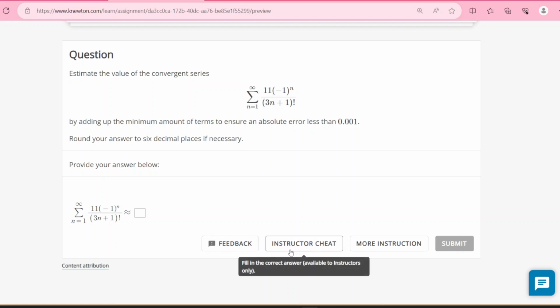You will not have this instructor cheat button, right? This is for instructors only. But you will have a more instruction button. So if you're struggling with a topic or a particular question, try clicking on this and it'll take you to another page with some reading to do or videos to watch or both. And then you'll be given questions related to that instruction. And you can work through the assignment this way. You can click on more instruction for every single problem if you wish. And there's absolutely nothing wrong with that.